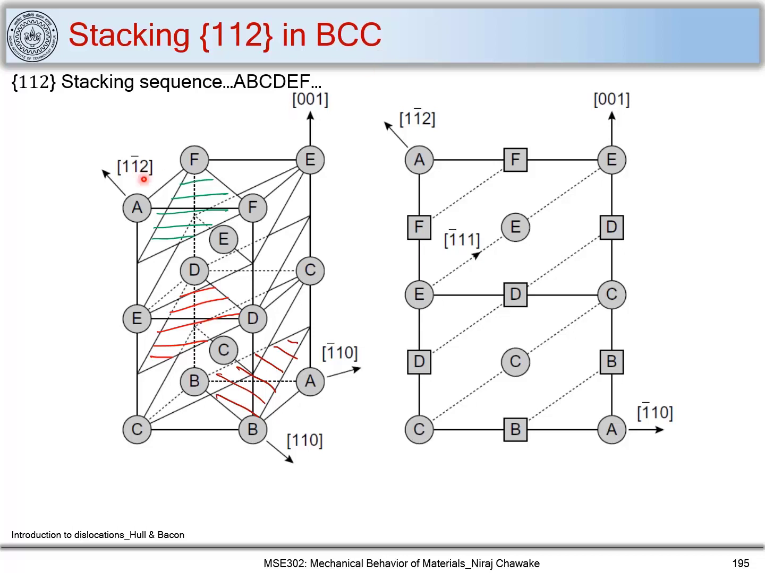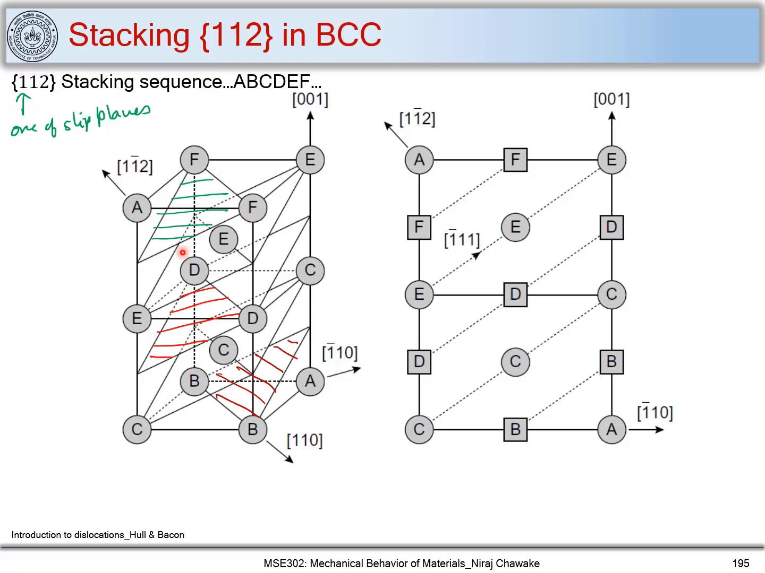Now let's understand this stacking sequence in more detail. Before going into that, we know that this 112 also is one of the slip planes. If you revise, you can see that we have already mentioned that 112 is one of the slip planes in BCC, and these are these 112 type of planes.